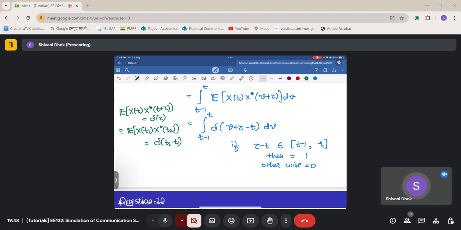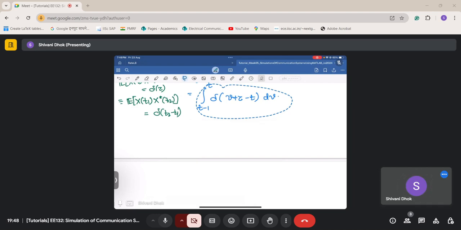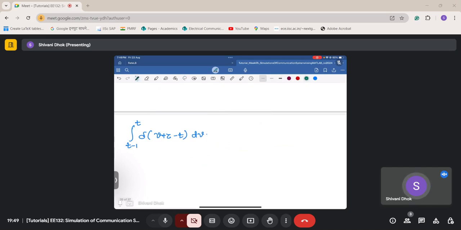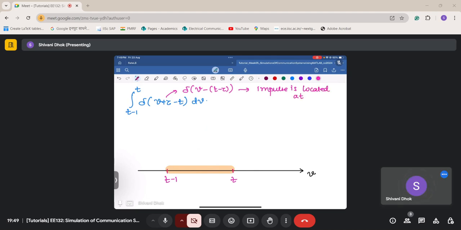So this impulse is basically a function of v. Let's do it nicely. Okay, let me copy this integral on a new page. We'll do this properly. Copy, paste here. This is the integral that we are having. Let me draw the axis. So this is the v axis, and let me have this region of integration, that is t minus 1 to t. So this is my region of integration that I am taking into consideration, and then I have the impulse here. So this impulse I can write as delta of v minus (t minus tau), like this. So basically this impulse is located at t minus tau.